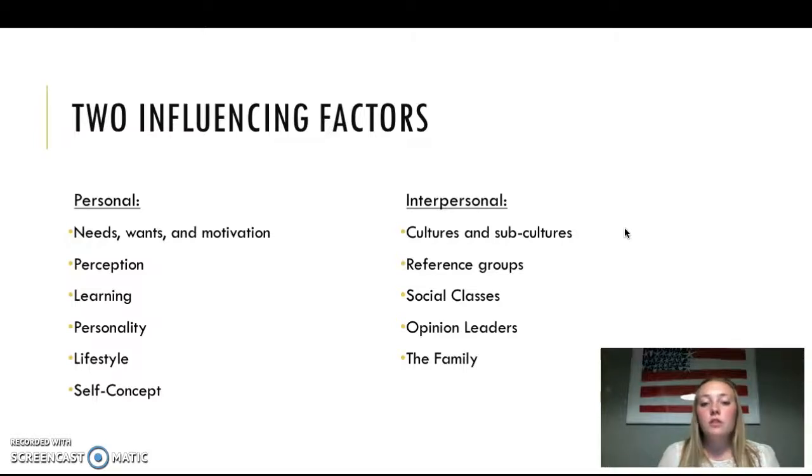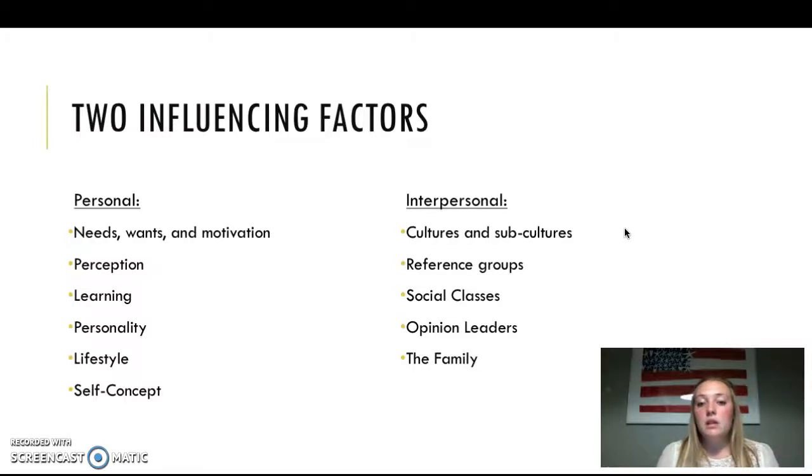Next are social classes, or socioeconomic classes, which are pretty self-explanatory. And then opinion leaders are the people that are trendsetters in this area, the people who purchase these hospitality services first and then tell other people about them.